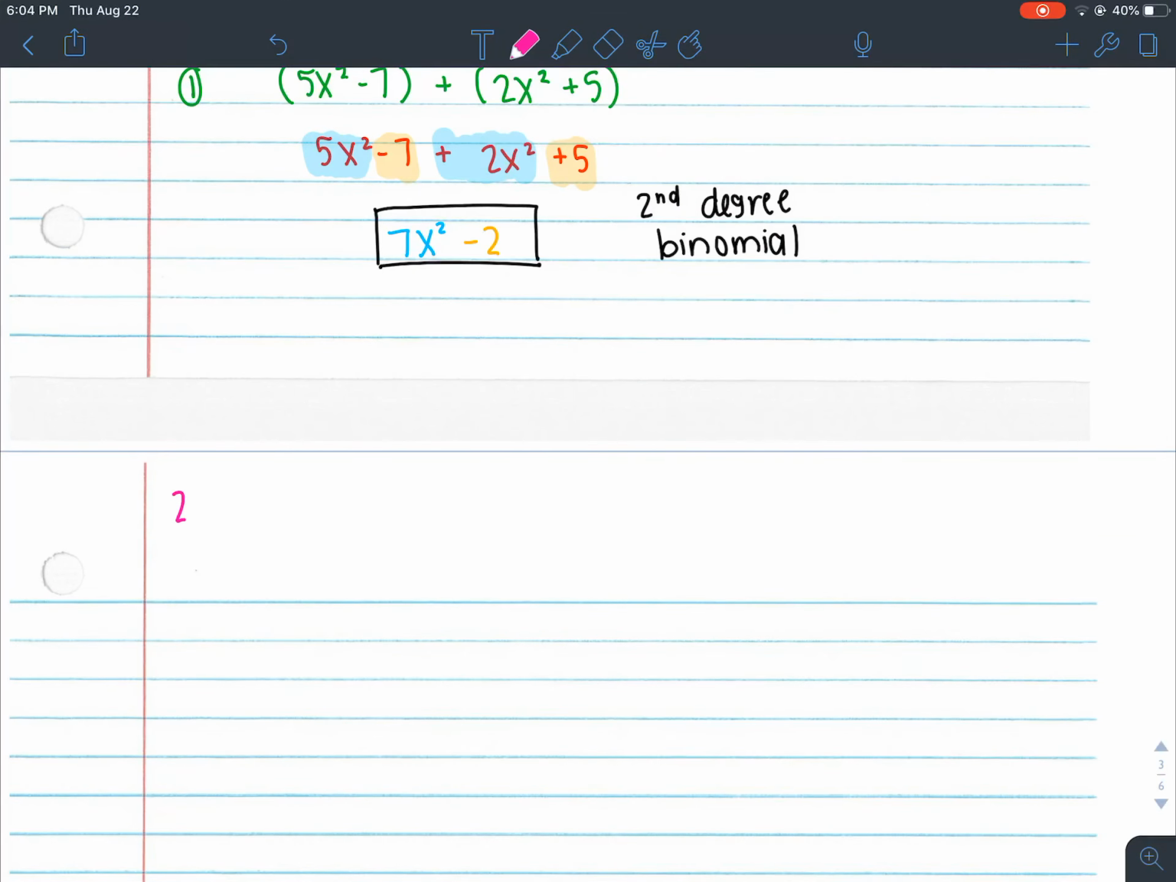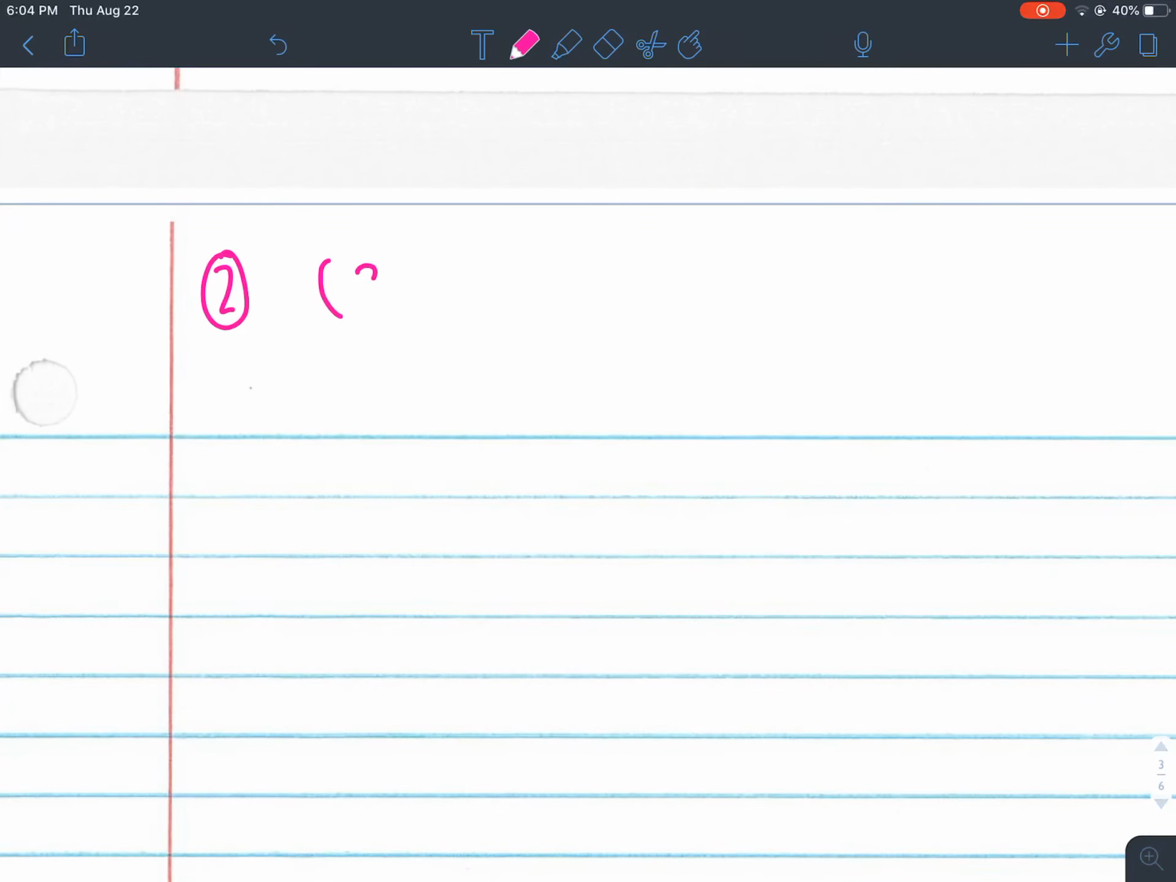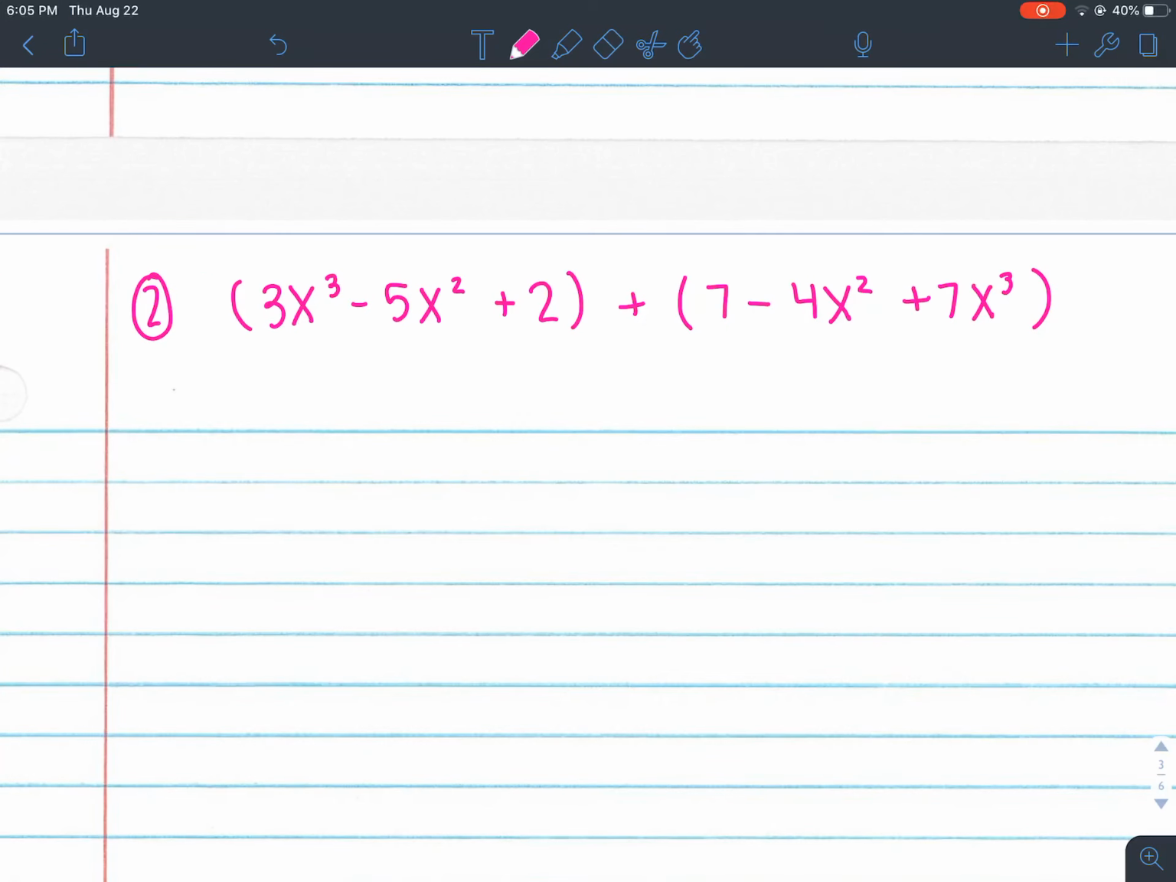So moving on to the next page with number 2. All right, we have 3x cubed minus 5x squared plus 2 plus 7 minus 4x squared plus 7x cubed. So this looks like a lot more, but really, it's just more terms. Not really much more math that we have to do.